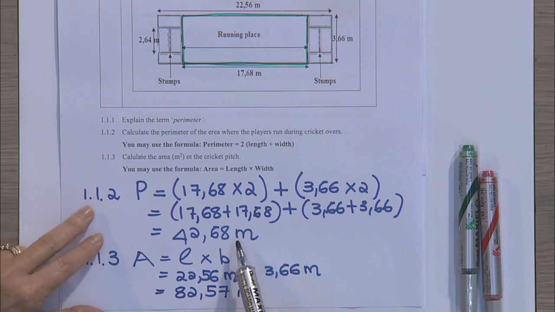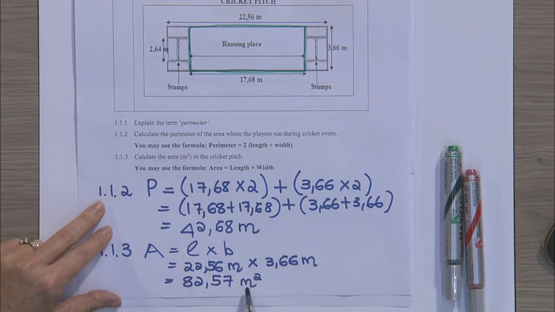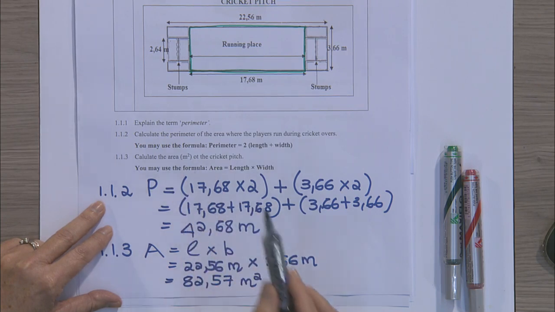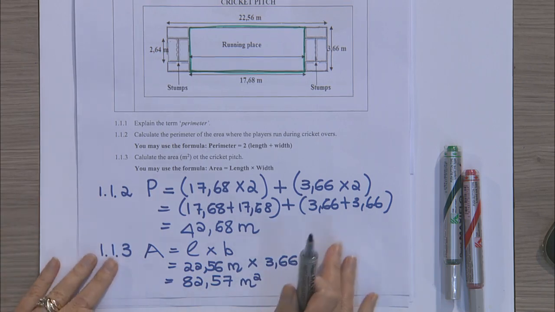Because it's one thing that we are measuring, which is distance around an object. That's why it's meters. Area, why is it meters squared? Because we are working with 2 dimensions. We are multiplying length times breadth. We want the area where they are running. That's why it is in meters squared.